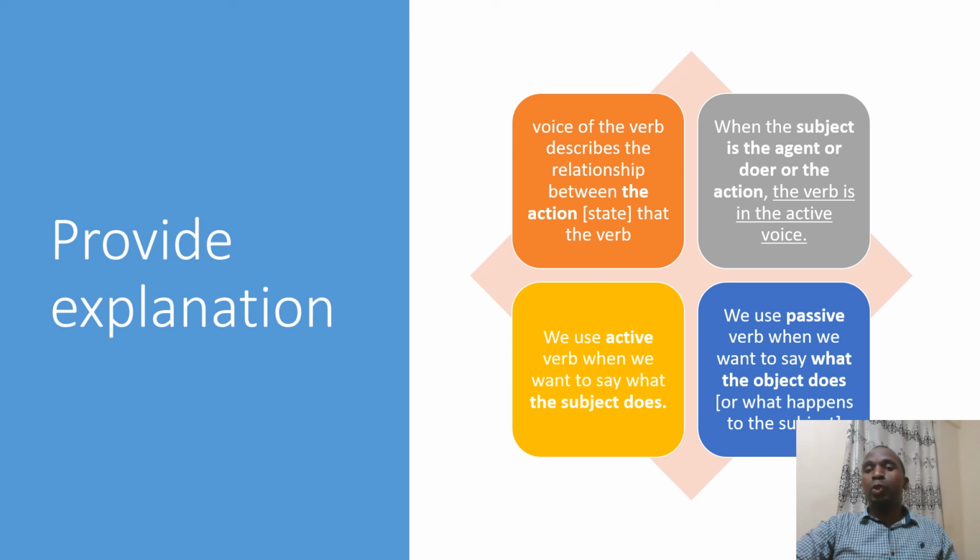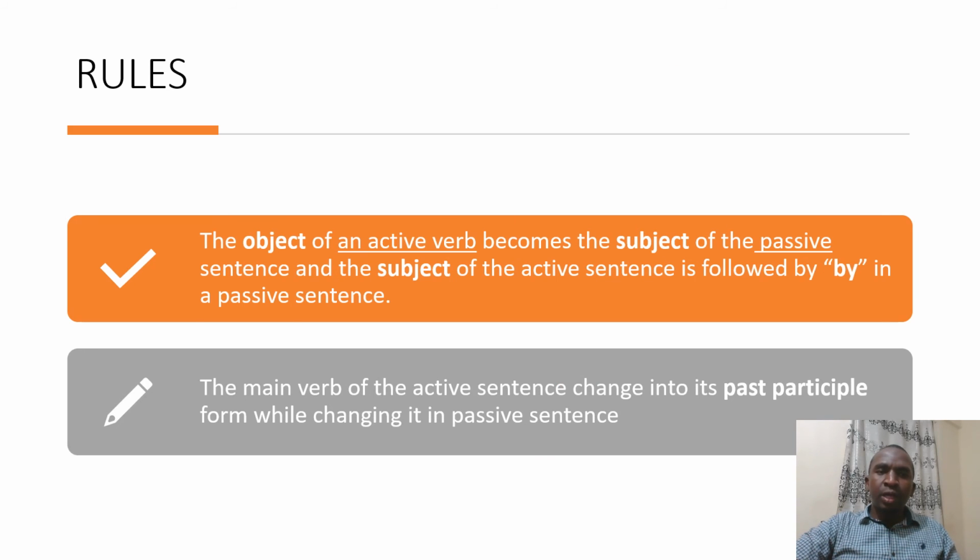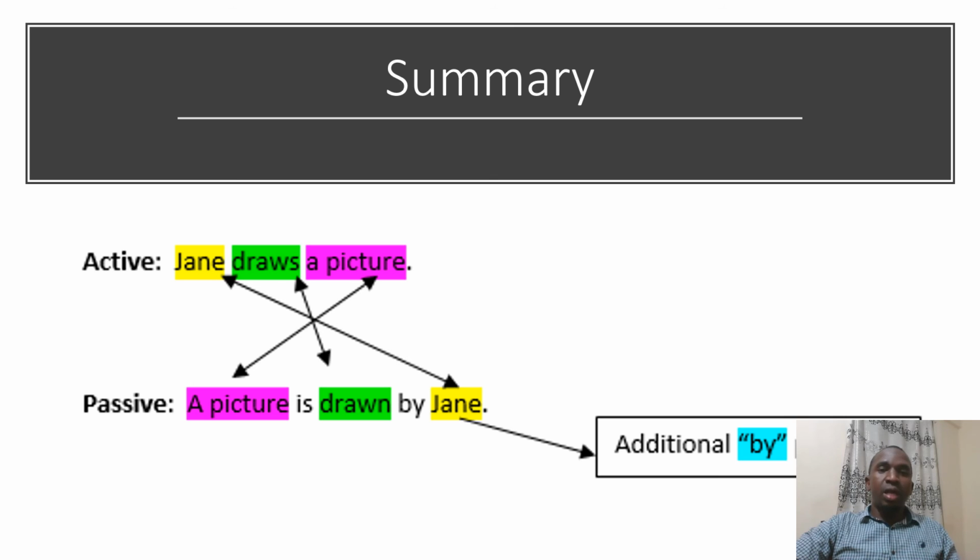Provide explanation of why they do that, like explained on the board here. And also, give them the rules too. It's important for them to know the important rules that are found in making active and passive voice, as have been shown also. But in summary, in very short, have an example there on the board.